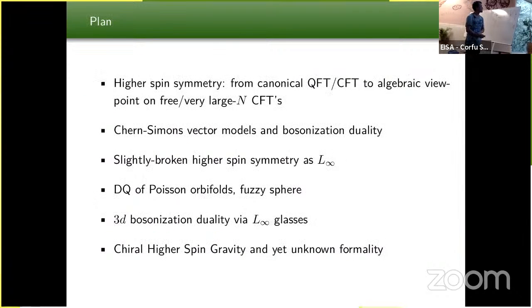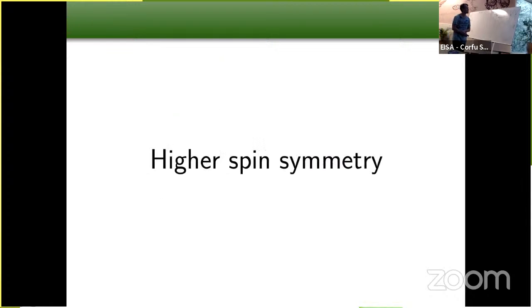So the plan is to say a few words about what higher spin symmetry is, then define Chern-Simons vector models and Bosonization duality, what this conjecture is about, and then try to argue how L infinity can explain all of that. And at the core of this result is the fuzzy sphere, which forms a nice story in its own right. And higher spin gravity, probably I'll have no time to say anything about. Okay, first, higher spin symmetry.